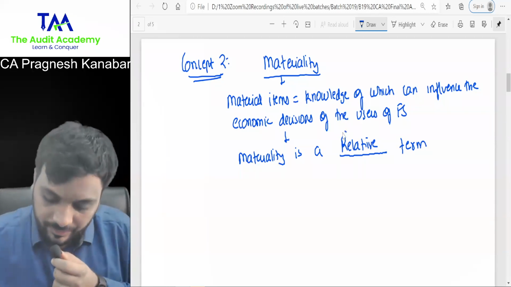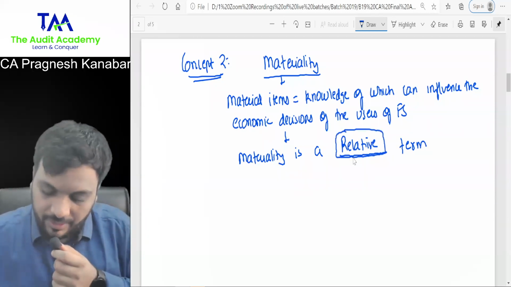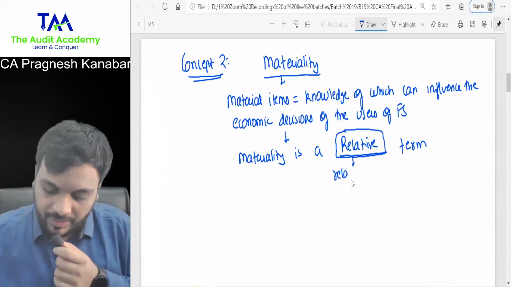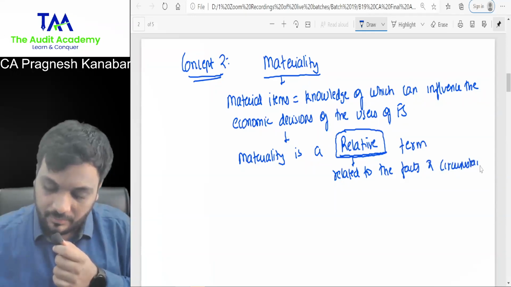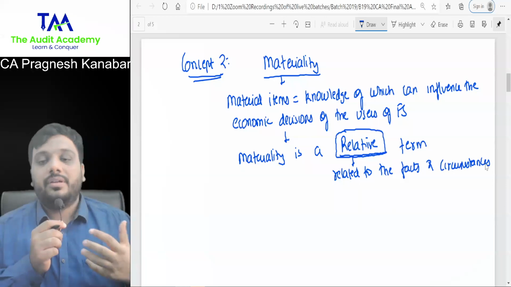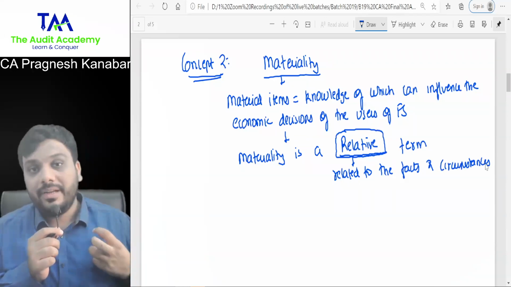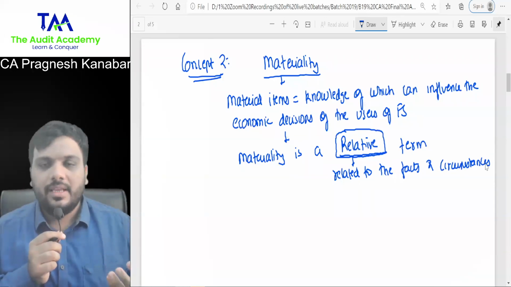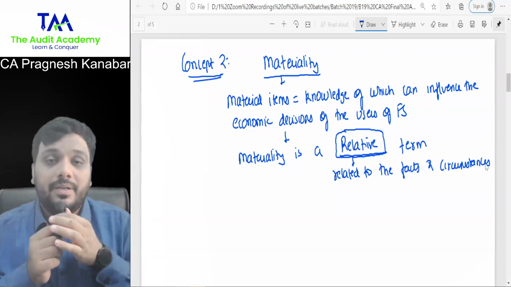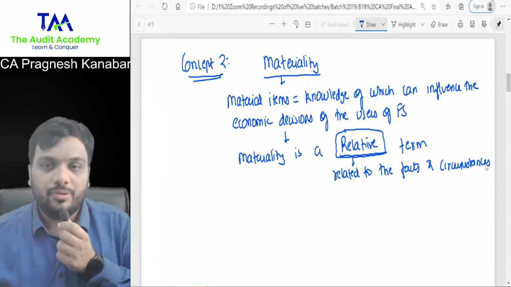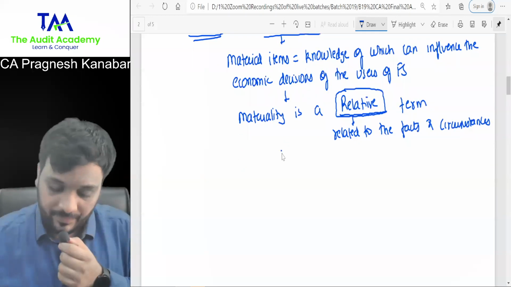All right. So when I use the word relative term, it means we define it based upon the facts and circumstances. Materiality is a relative term dependent upon the facts and circumstances. Like printing and stationery in a manufacturing entity is not going to be important, but printing and stationery in a coaching class industry is going to be important.